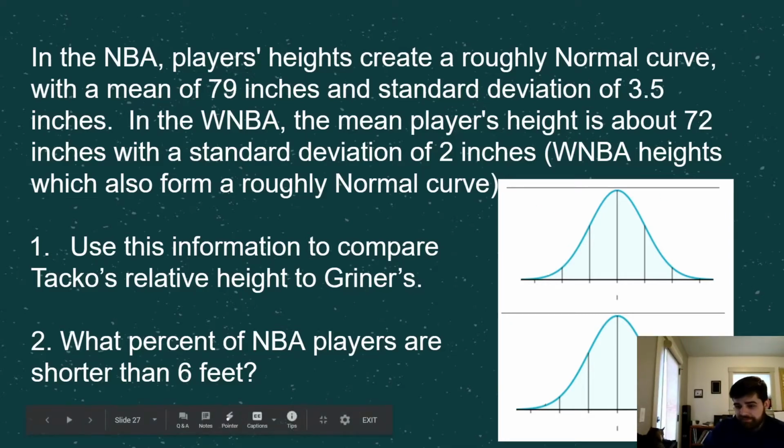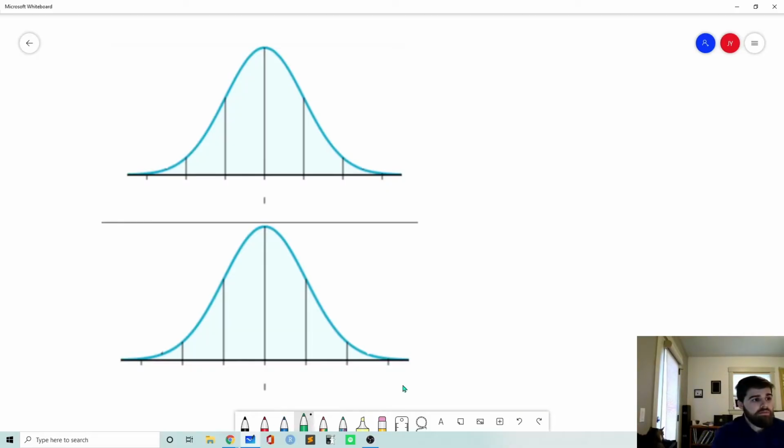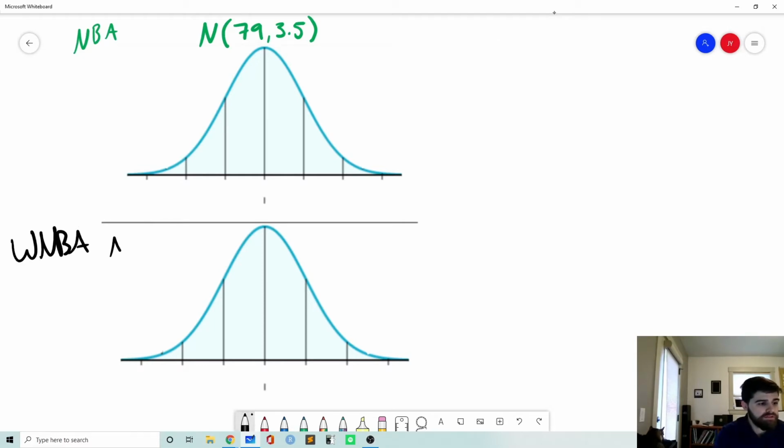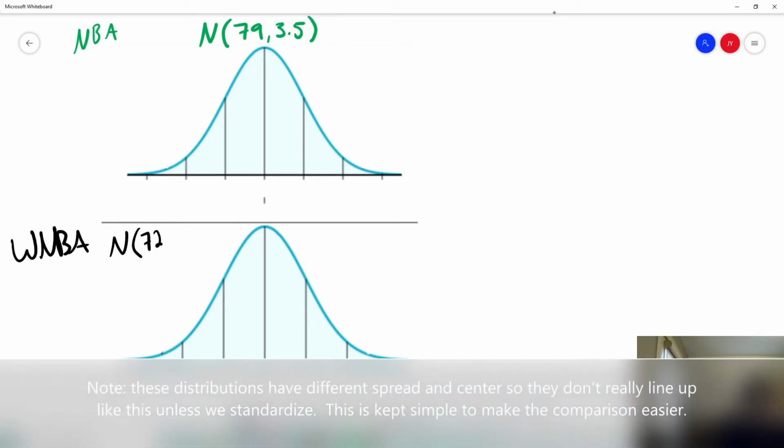In the WNBA, the mean is 6 feet, 72 inches, with a standard deviation of 2. Cool. So the NBA, we said, was normally distributed with a mean of 79, a standard deviation of 3.5. This is a really common way to describe a distribution: normal, mean, standard deviation. You'll see this notation throughout the class. The WNBA is also roughly normal with an average of 72 and a standard deviation of 2 inches.